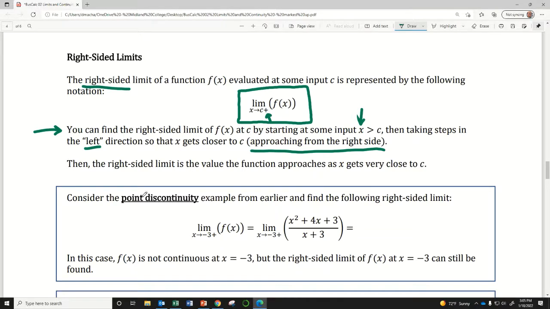Like, consider the point discontinuity example from earlier in the notes. And what we're going to do is we're going to find the following right-sided limit. So I want the right-sided limit, hence x is going to be approaching -3. So the negative sign in front of the 3 means I'm approaching x equals -3, but this positive sign after the 3 means this is a right-sided limit. So let's take the right-sided limit as x approaches -3 of our function with the point discontinuity.